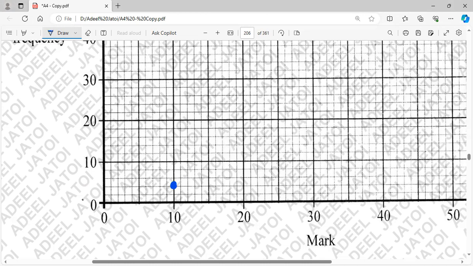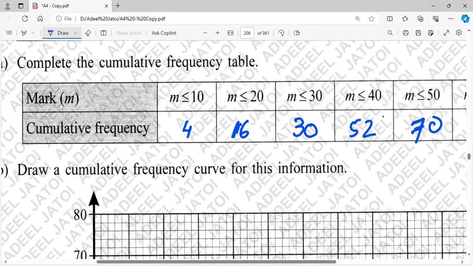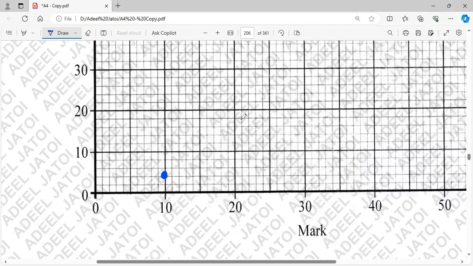Then if you see, looking at the question itself, the other value that we have is on 20, we need to mark what? 16. On 20, we need to make sure that we have 16. So this is your 20, and each box is representing 2. So this would be 12, 14, 16. We mark 16 this side. So 20 and 16 will be marked here.